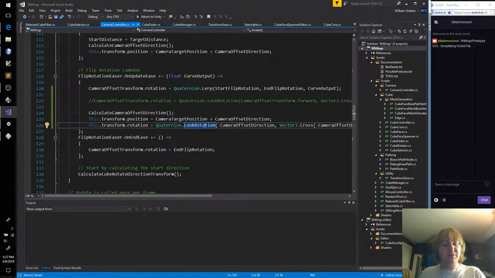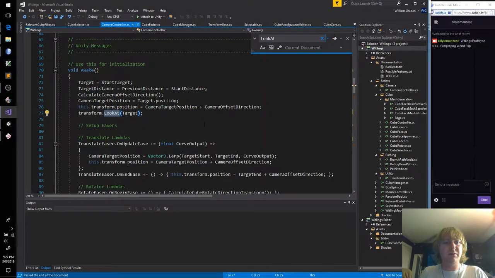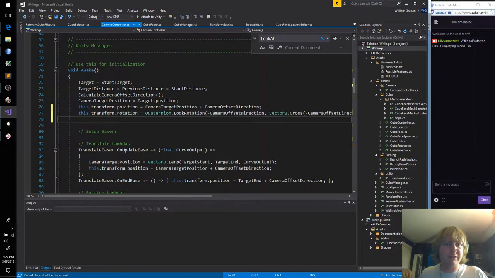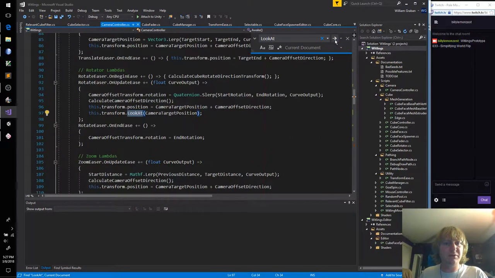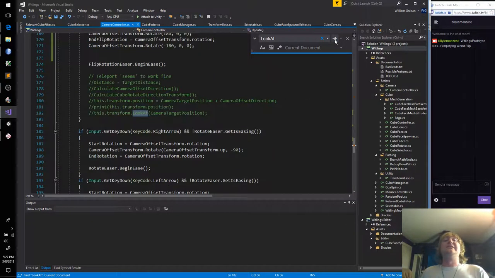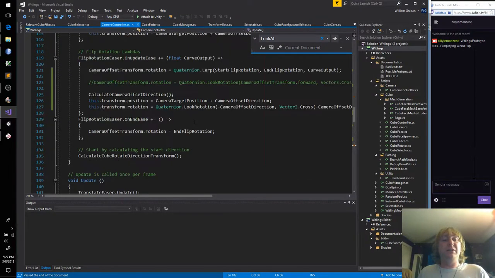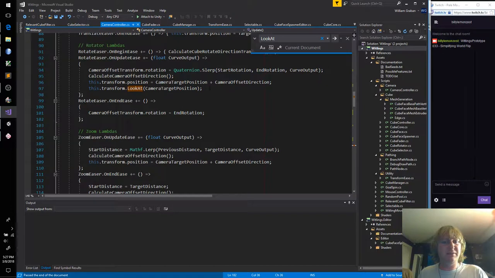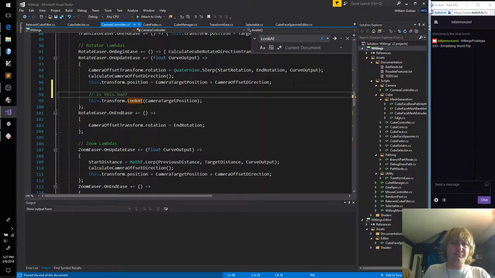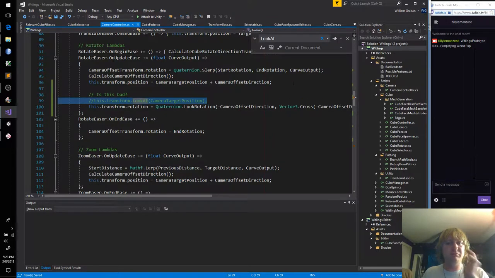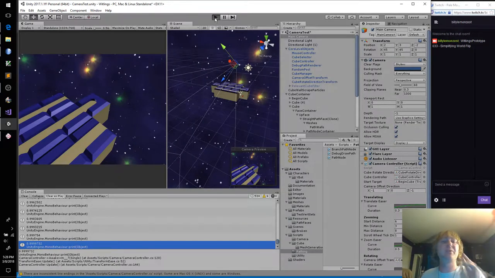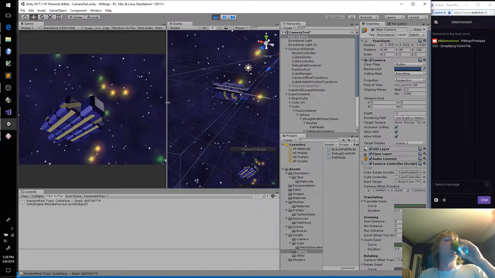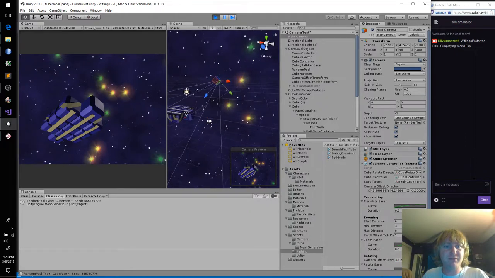What happens that first time? And now the first time, where else are we using look at? Camera offset direction. Okay. Anywhere else? Rotator. I'm not too happy about that. Let's do this everywhere. Just completely kill a look at. And you can see something really goofy is happening. Up is wrong!